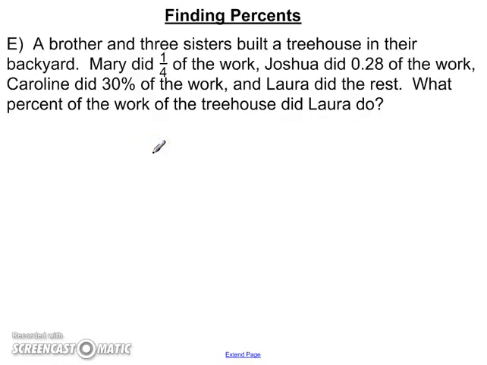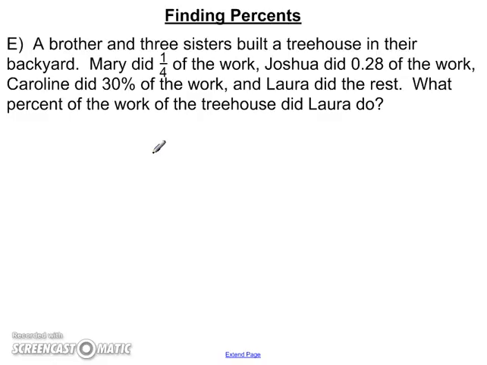So, finding percents. A brother and 3 sisters built a treehouse in their backyard. Mary did 1/4 of the work. Josh did 0.28 or 28/100ths of the work. Carolyn did 30% of the work, and Laura did the rest. What percent of the work of the treehouse did Laura do?